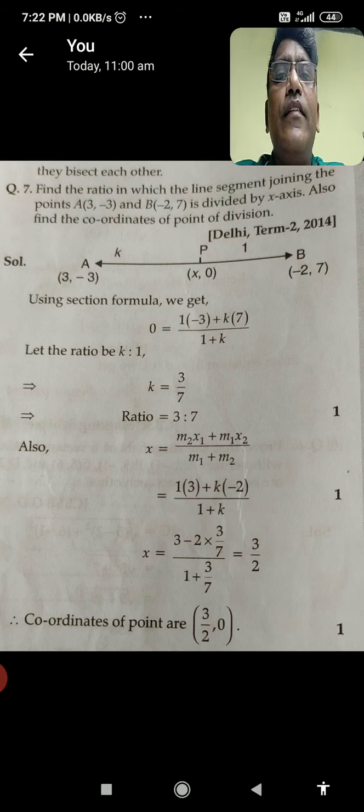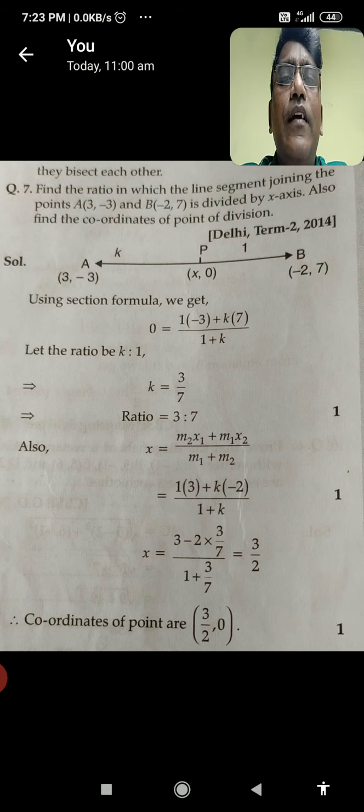Find the ratio in which the line segment joining the points A (3, -3) and B (-2, 7) is divided by the x-axis. Also find the coordinates of the point of division. Here we are going to find the ratio, that is m1:m2, as well as the point P. Actually the question does not give x, 0, but you need to understand that it is divided by the x-axis, I mean a point on the x-axis.